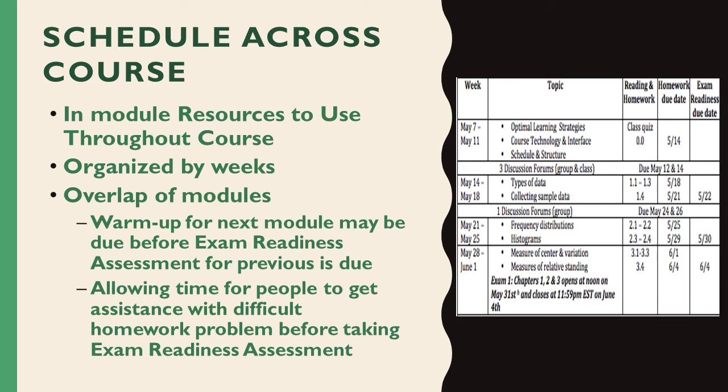When you're looking at that, you can see that you have a class quiz that is due, and you also have a homework on Pearson for the MyMathLab 0.0. It's an interface homework problem. Those are both due on 5/14. Down below, you notice that we also have some associated discussion forums. So we've got 3 discussion forums that are associated.